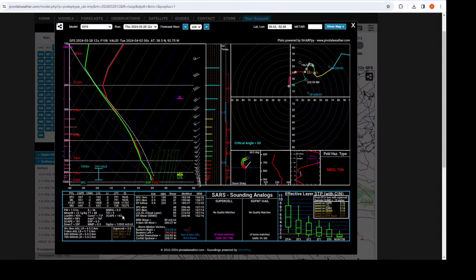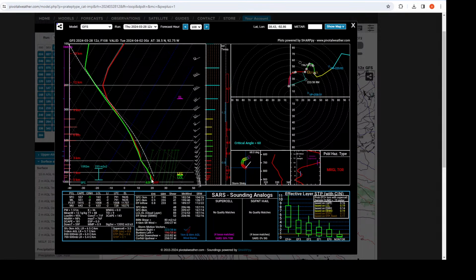What I'm really looking at here is this CAPE, which stands for Convective Available Potential Energy. Right now, the CAPE is a little low. I will be showing you the models and showing you the CAPE. I do think it's going to be more than that.